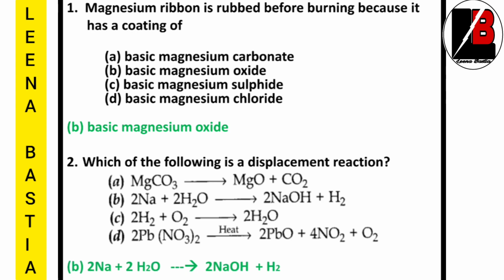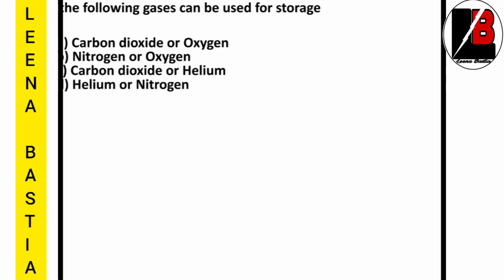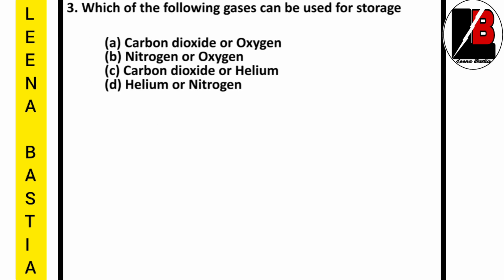Okay, next question, the third one: which of the following gases can be used for storage? In option A it has given carbon dioxide or oxygen, B nitrogen or oxygen, C carbon dioxide or helium, D helium or nitrogen. So the answer will be helium and nitrogen.